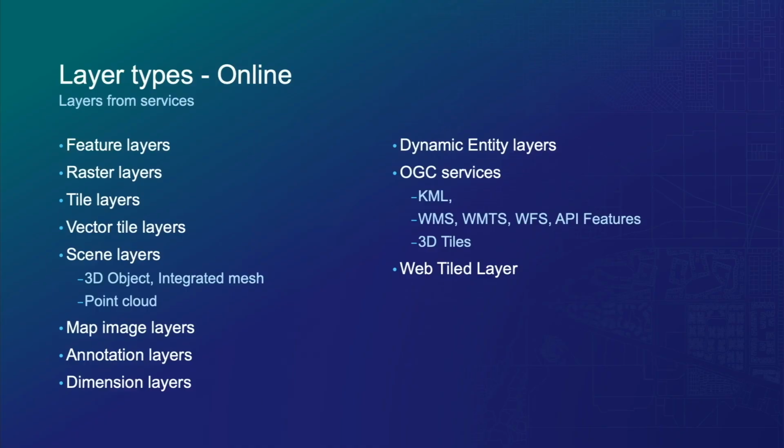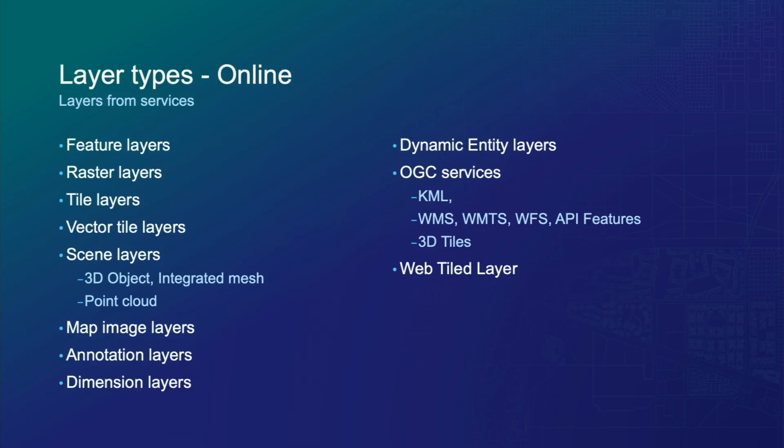Then, as Rex mentioned, we've got OGC services, KML files, WMS, WMTS, the two vector types, WFS and API features, and then also added in the last year 3D tiles, OGC 3D tiles. And if those don't work for you, then we have a generic web tiled layer.